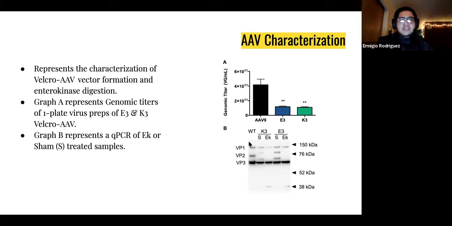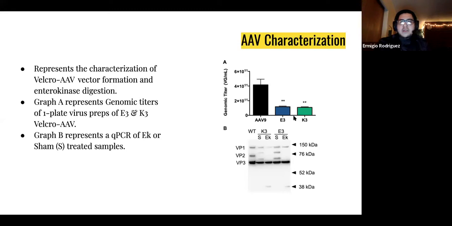So graph B resulted in both K3 and E3 containing modified VP3 proteins, despite being modified with VP2-LZ proteins. And that could be seen by the faint little strip right here. They were also able to conclude that the C-terminal cleavage was successful due to the bands disappearing after this. This was due to the digestion by EK, causing them to see a mass of 32 kDa.